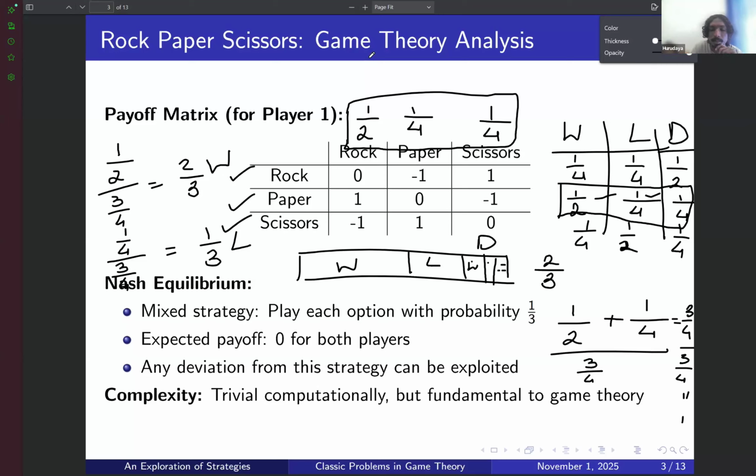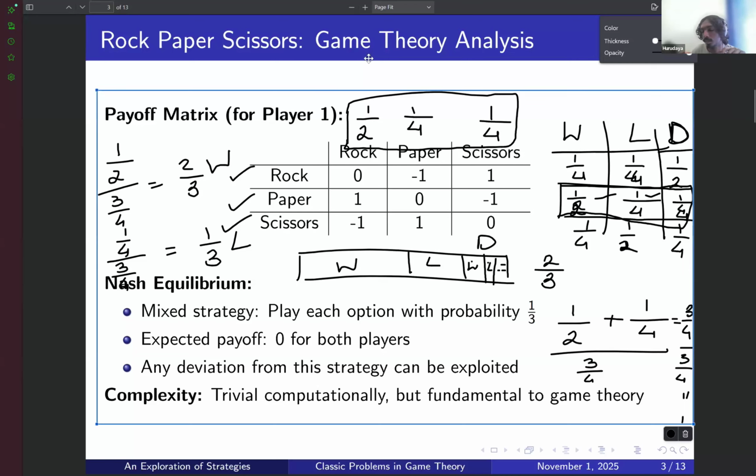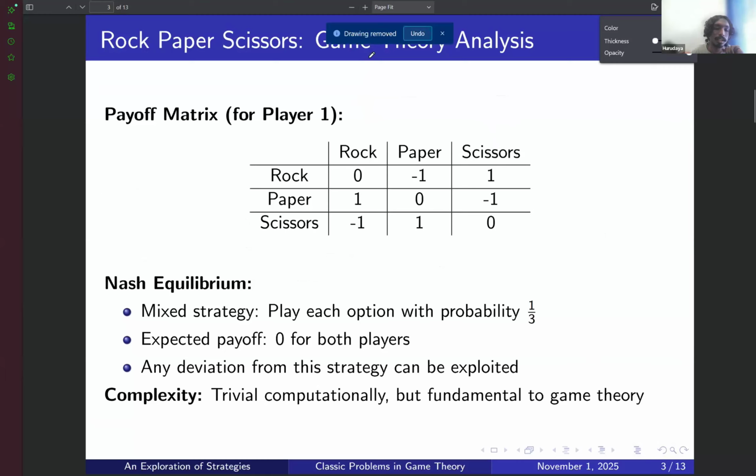Do you guys have any more questions, or can I go to the next thing? No questions. I have a question for you guys then. I have this thing written over here called Nash equilibrium. What does it mean? I was expecting one of you to ask me, but if you want, I will ask you guys what it means.